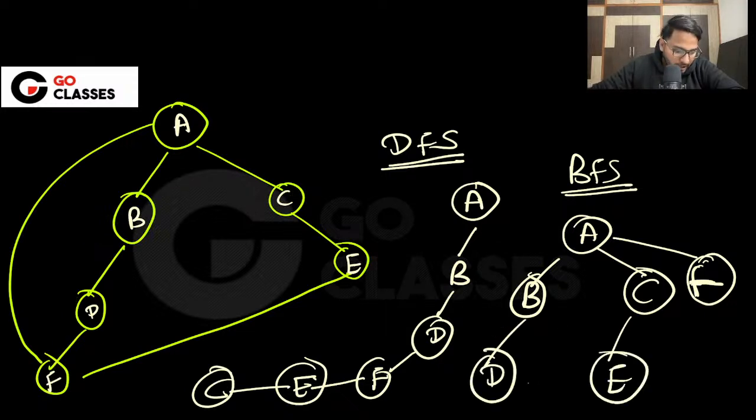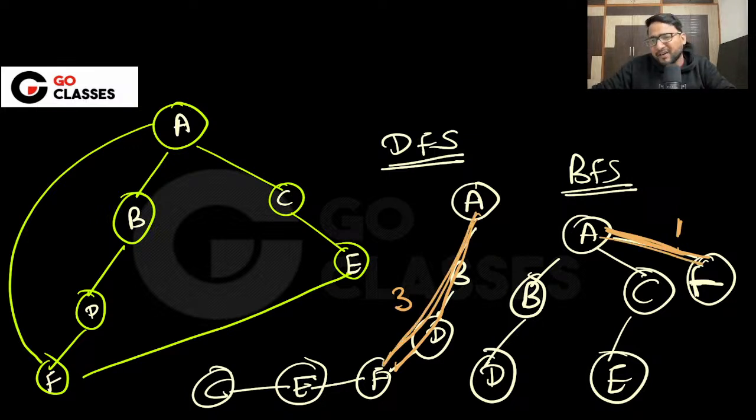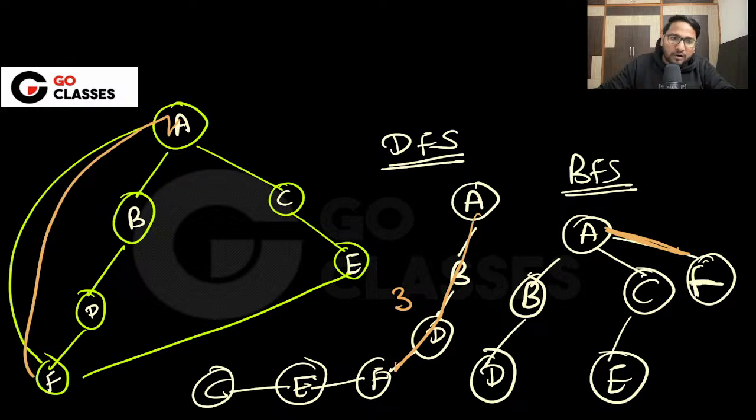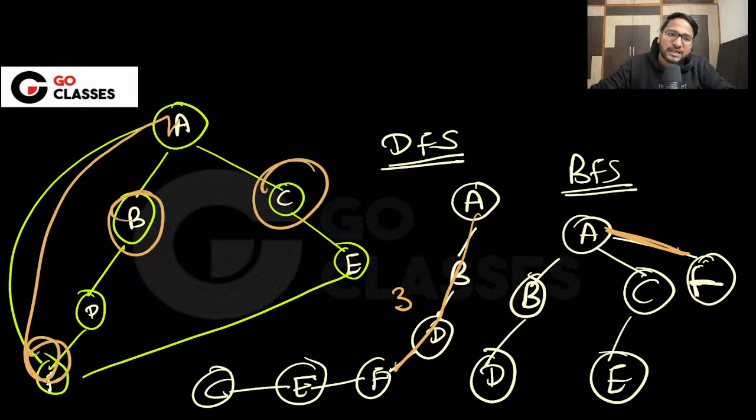This will be BFS. Now you notice one thing, that DFS is tall and skinny, and it is possible that DFS is giving you, from A to F, 1, 2, 3, right? It is saying 3, but BFS is always giving you 1. I mean, it is directly reaching because it is a neighbor, isn't it? Understood? So you will say that DFS may not give you the shortest path, but in unweighted graphs, BFS will always give you the shortest path because it is going to all the neighbors.